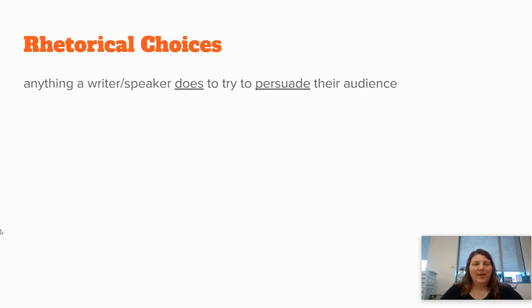Rhetorical choices are anything a writer or speaker does to try to persuade their audience. And we're going to talk about a bunch of different rhetorical choices. But I want to emphasize that anything that a writer or speaker does can be considered a rhetorical choice. Rhetorical here, we're talking about effectively communicating or effectively persuading. Typically, students think of rhetorical as in rhetorical questions. That is a rhetorical choice, using a rhetorical question, a question that you already know the answer to when you ask it. But those two things are not identical. Rhetoric is using language effectively to persuade.